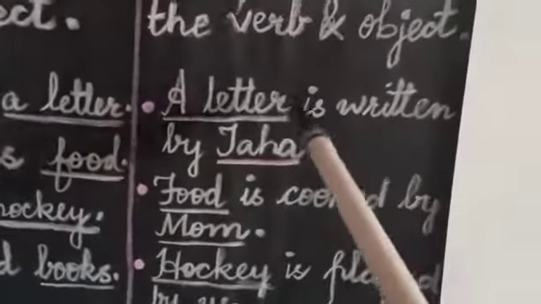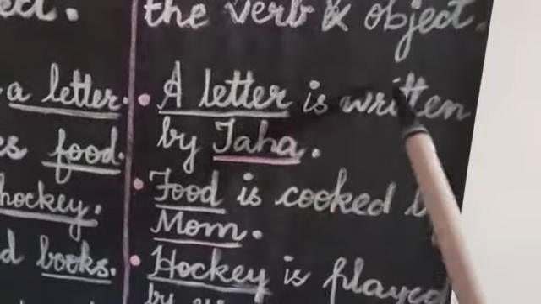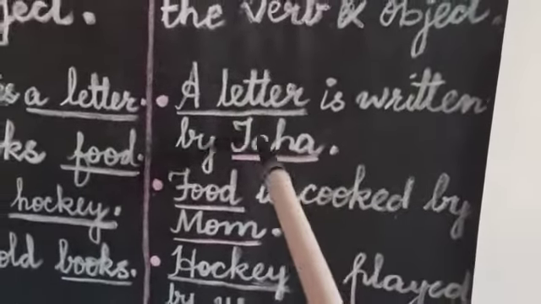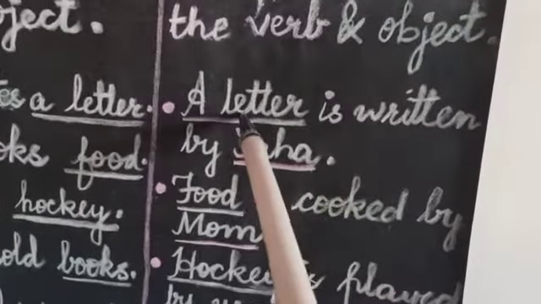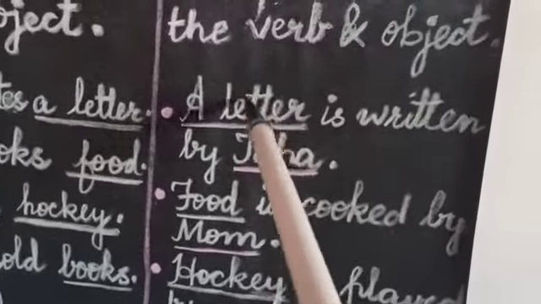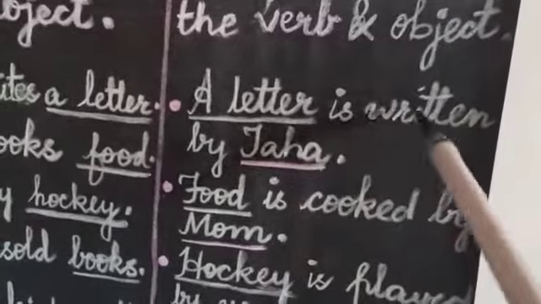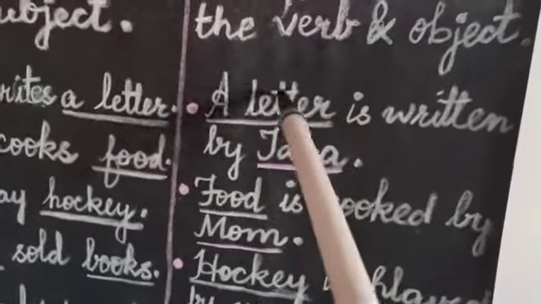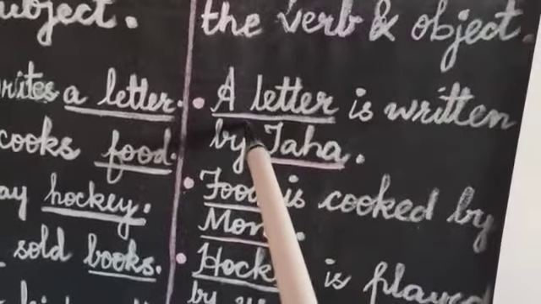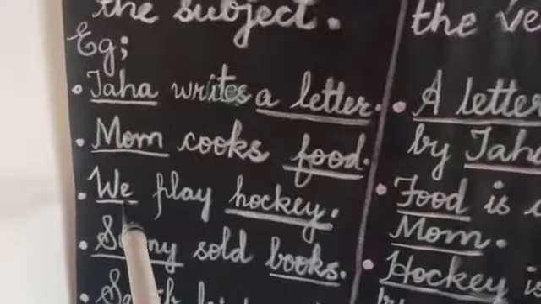But you see this sentence? A letter is written by Taha. Here we are not giving due emphasis to Taha. Instead, we are laying more and more emphasis on this letter. We say here, a letter is written by Taha. Letter is not the performer of the action. Instead, letter is the receiver of the action, written.